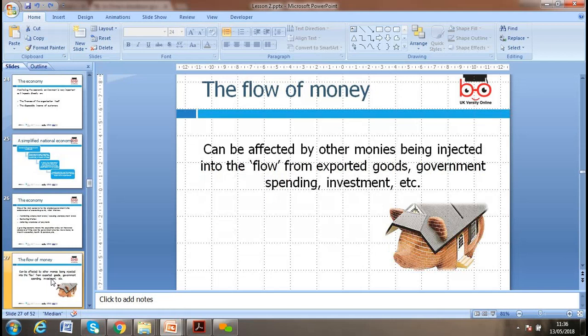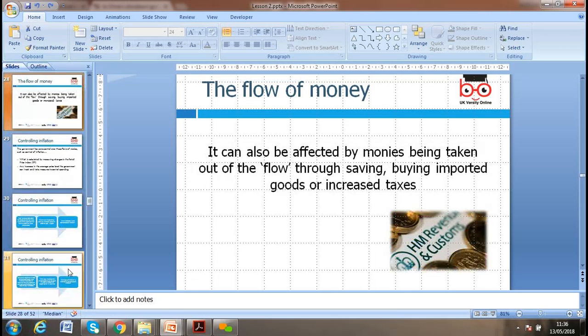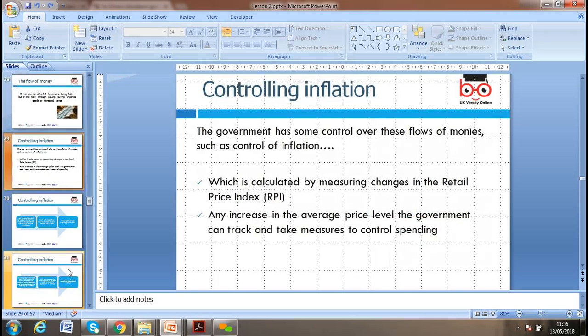Any question on the flow? The flow of money can be affected by money injected into the flow from exported goods, government spending, and investment. The flow of money can also be affected by money being taken out of the flow through saving, buying imported goods, and increased taxes.